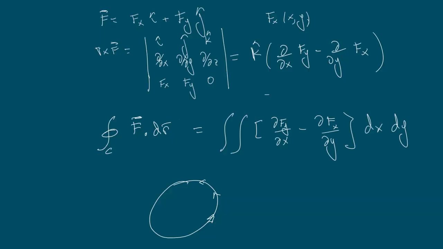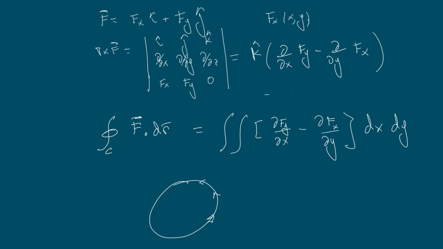So what we have here is the k component of the curl. We could write, instead of this, the k component of the curl of F, but we leave it like this to do the problems.